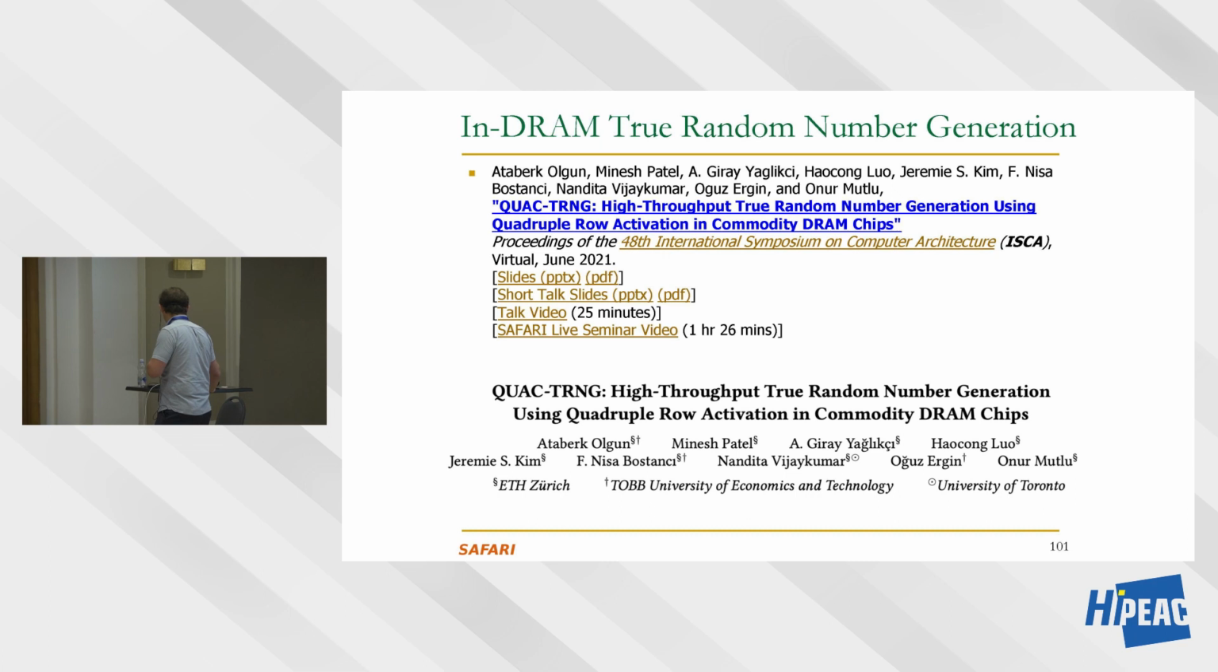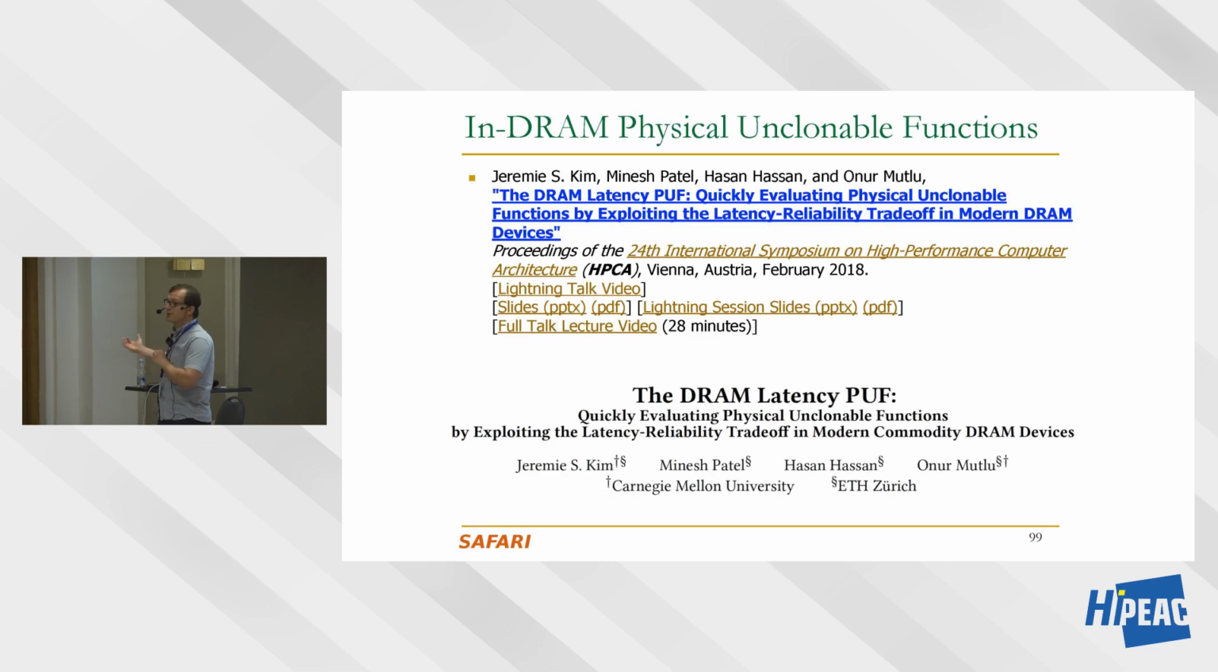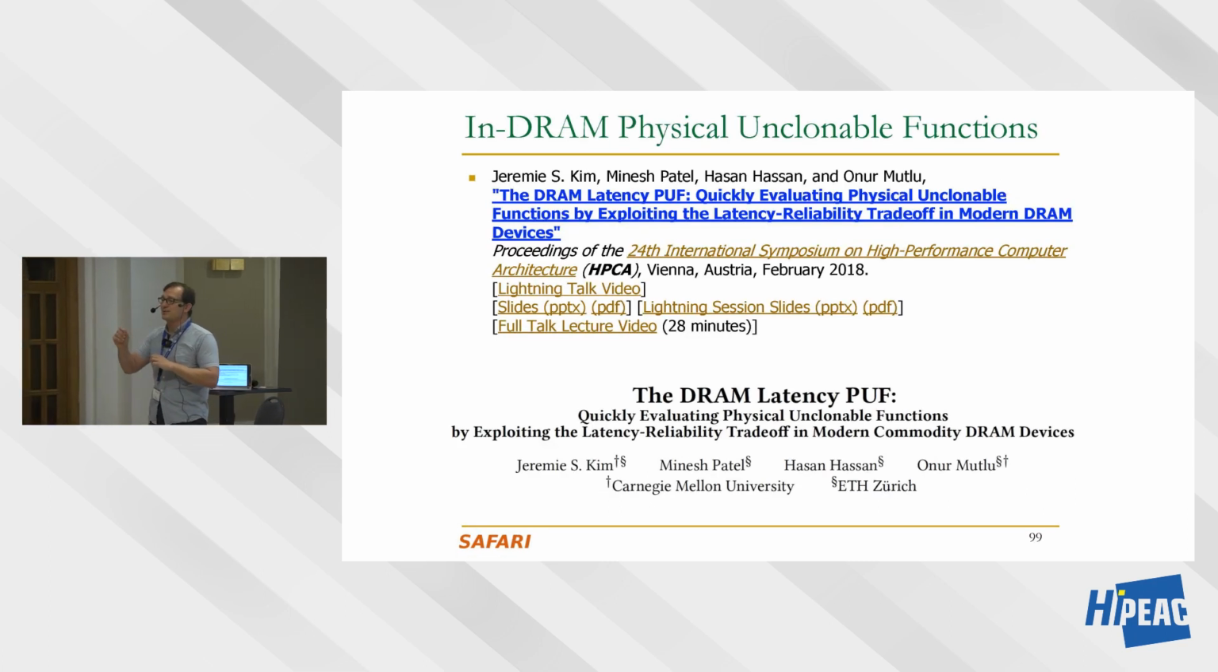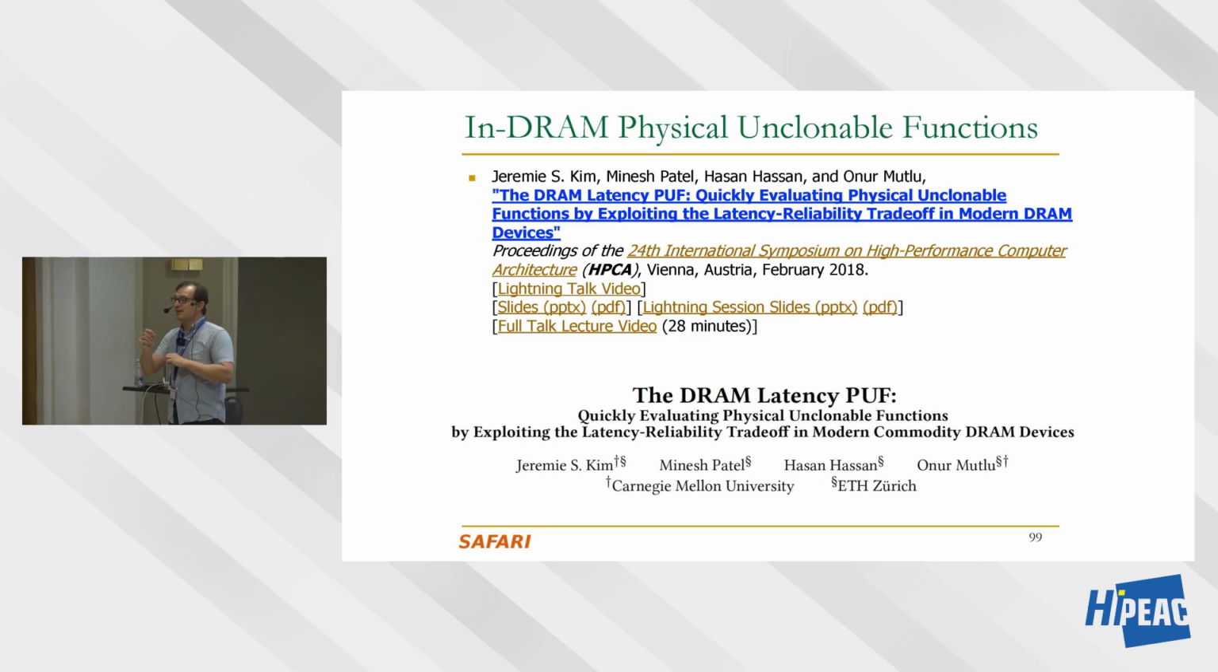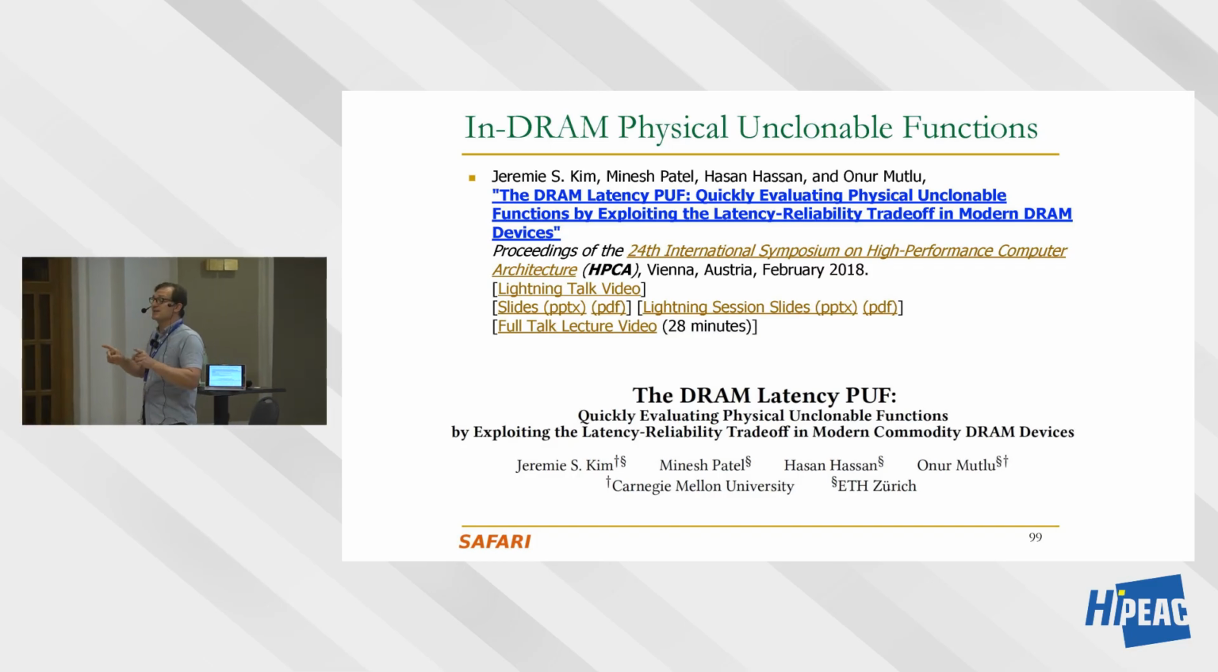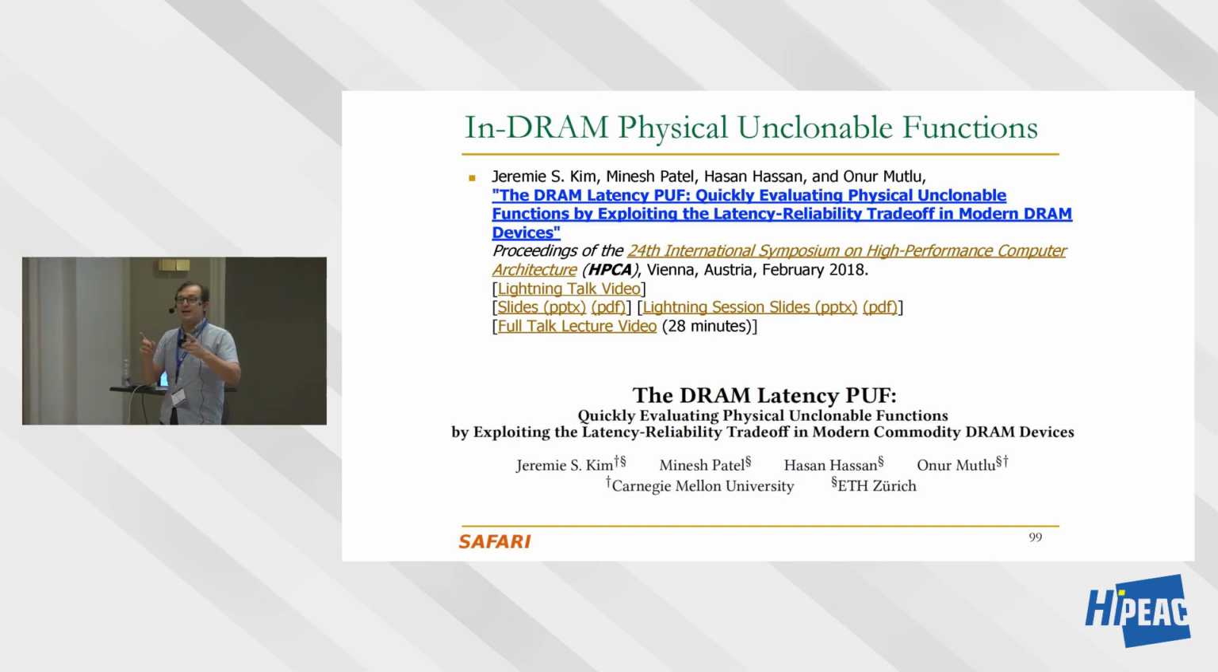Okay, you can also do physical unclonable functions in DRAM. So those cells, when you violate the timing parameters, as I said, some cells never fail, some cells always fail. Now if you look at the always failing cells, this is very unique to the DRAM device.